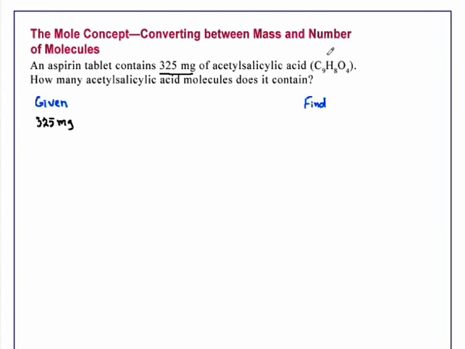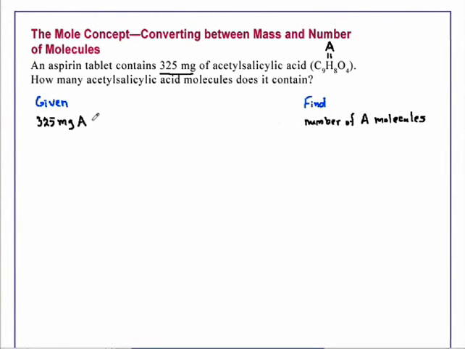C9H8O4, which, to save space and time, I'm going to abbreviate with just the letter A. So we're going to say that we were given 325 milligrams of A, and what we're trying to find is the number of molecules of A. We need a way of getting from milligrams of A to number of molecules of A.